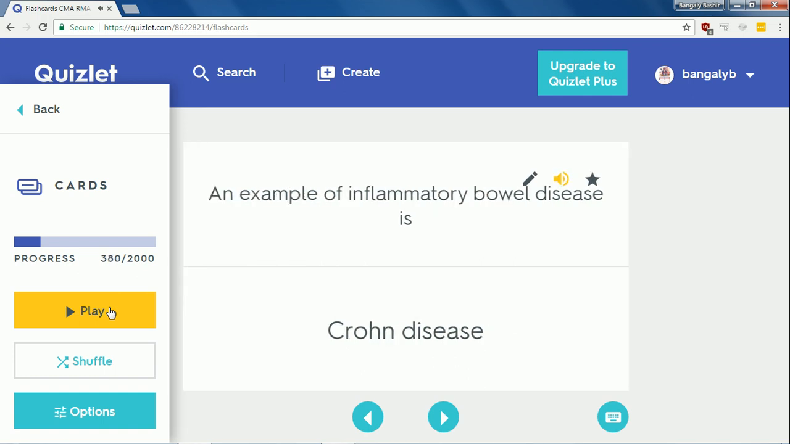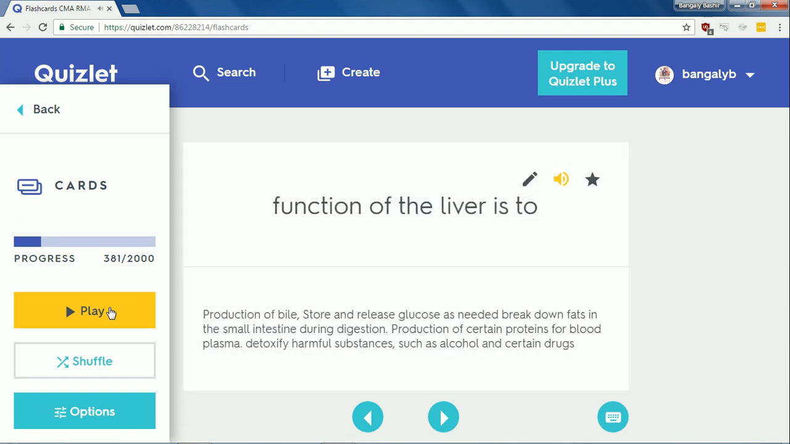An example of inflammatory bowel disease is Crohn's disease. Function of the liver is to: production of bile, store and release glucose as needed, breakdown fats in the small intestine during digestion, production of certain proteins for blood plasma, detoxify harmful substances such as alcohol and certain drugs.